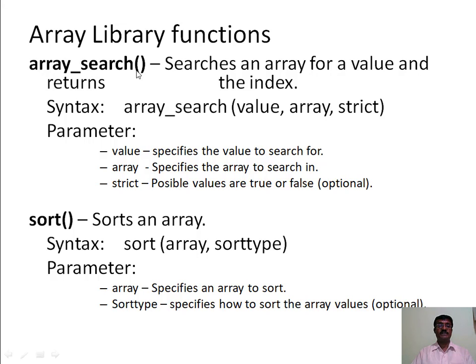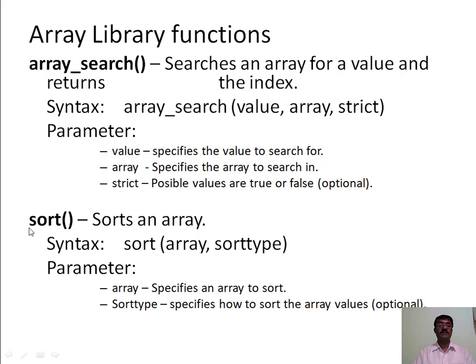The array_search function. This function searches an array for a value and returns the index. The syntax is array_search, the function name, followed by parentheses. Within the parentheses there are three parameters: value, array, and strict. The value specifies the value to be searched for, array specifies the array to search in, and strict's possible values are true or false. This is an optional parameter.